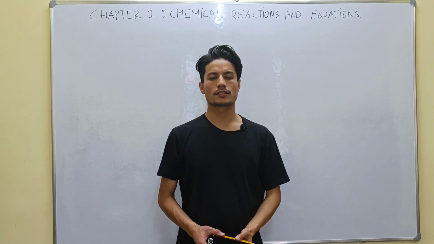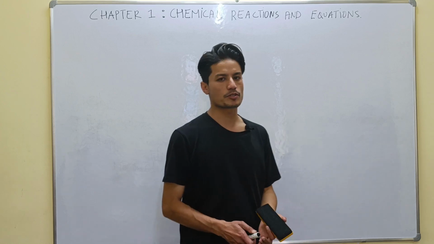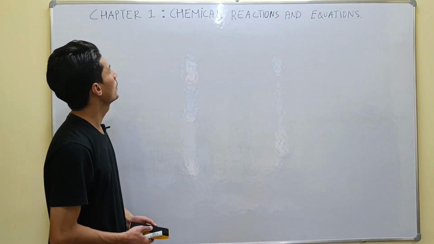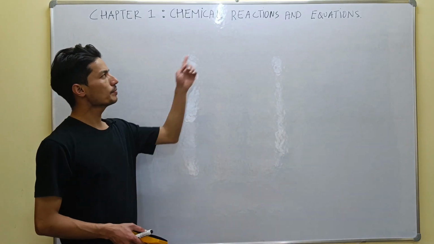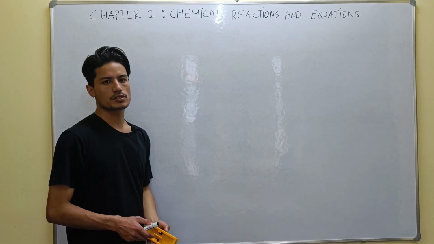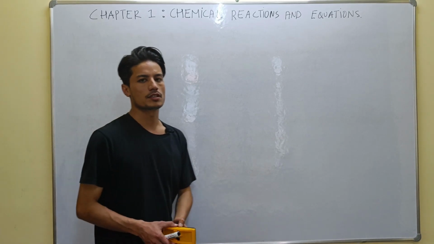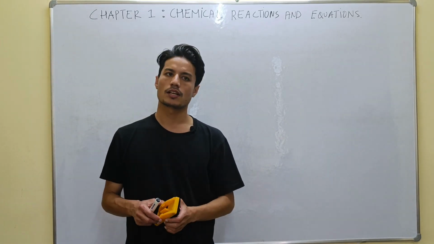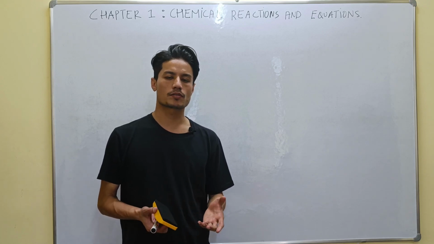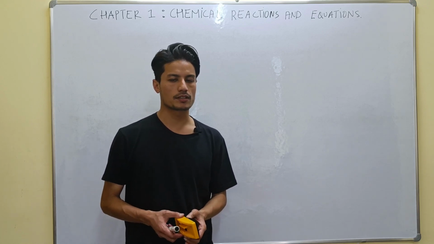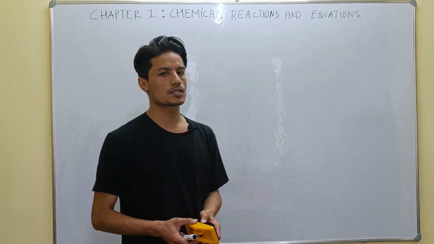Today we will be starting the first lesson, which is the chemistry portion. Chapter 1. The name of the lesson is Chemical Reactions and Equations. In this lesson we will be learning about what a chemical reaction is, and also about balancing of chemical equations, then types of chemical reactions, and finally oxidation and reduction.